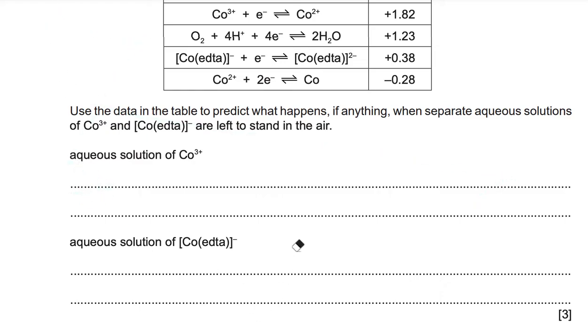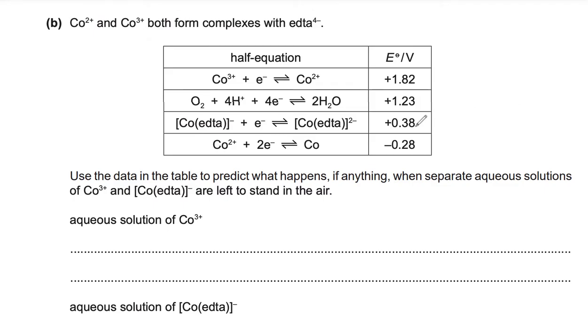Okay, now moving on to the aqueous solution of CoEDTA. We'll follow a similar procedure to what we did in the earlier question. So it's CoEDTA minus, that's one of the reactants, and it is left to stand in the air. What happens next? So this equation's electrode potential is lower than that of this one, right?